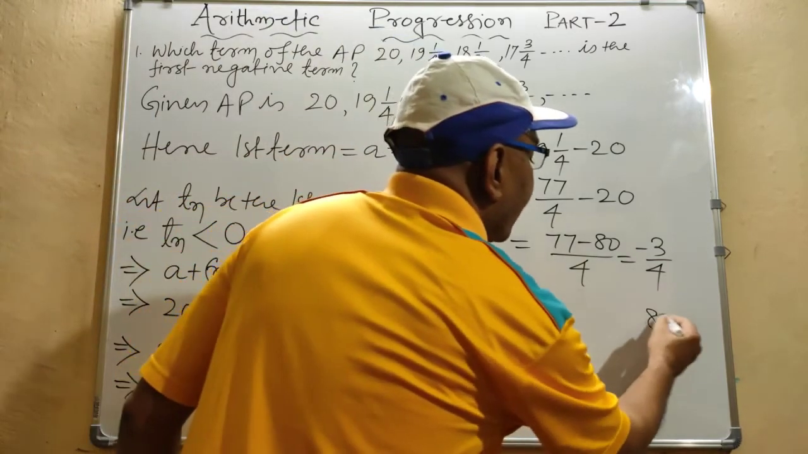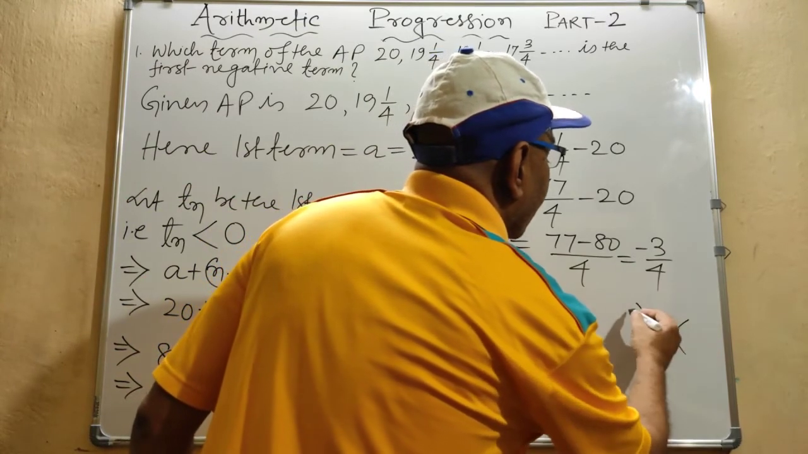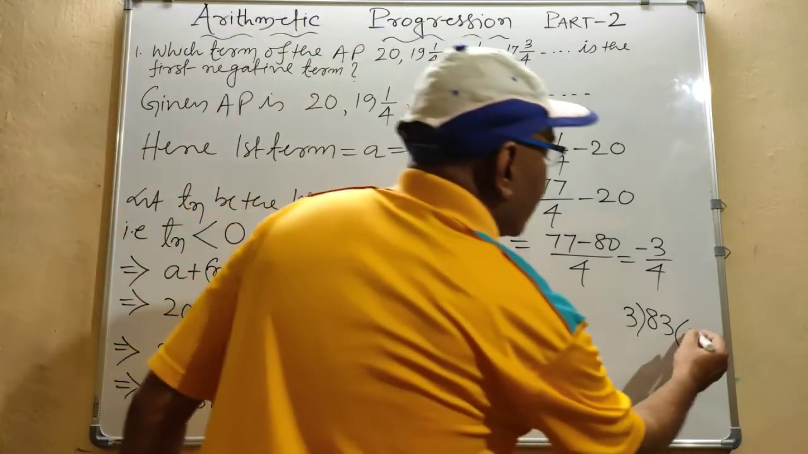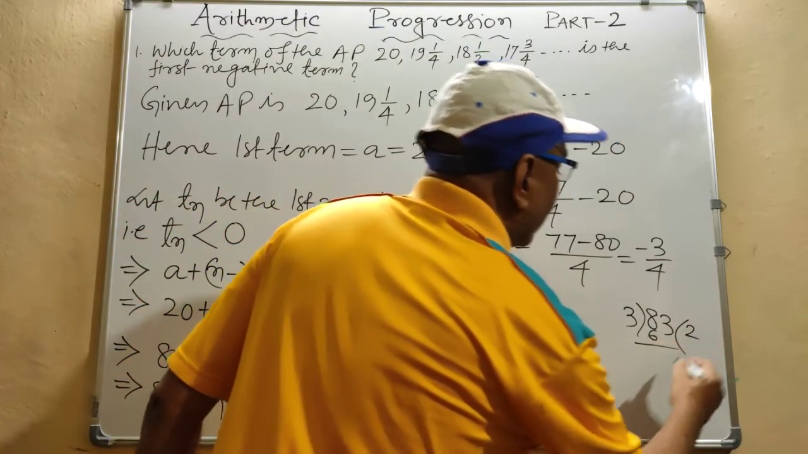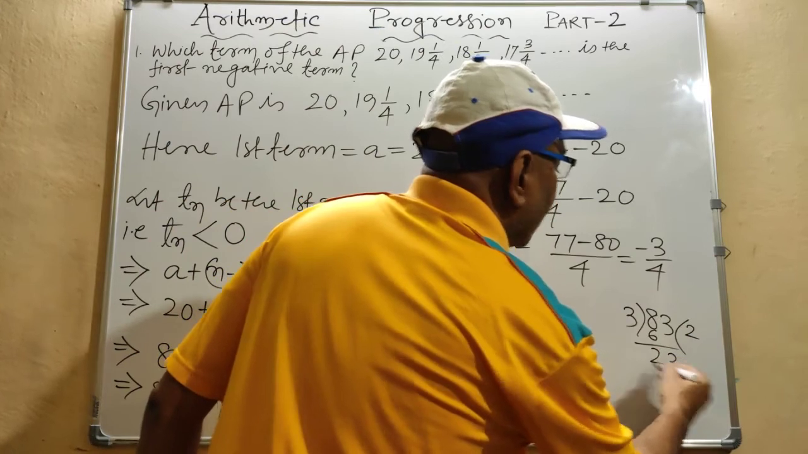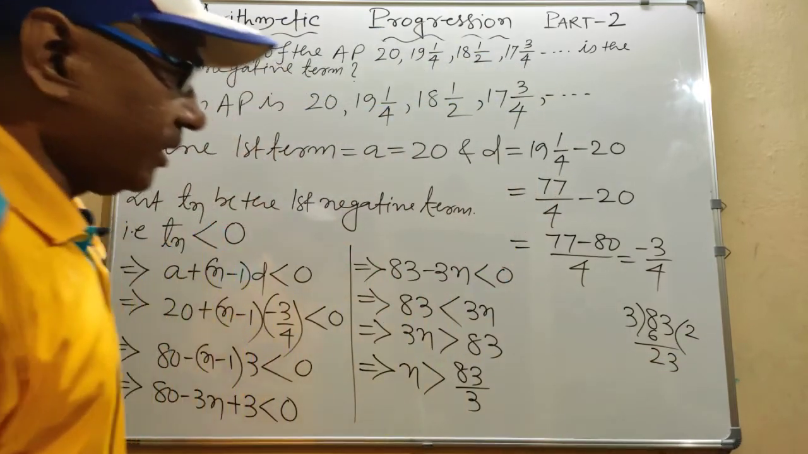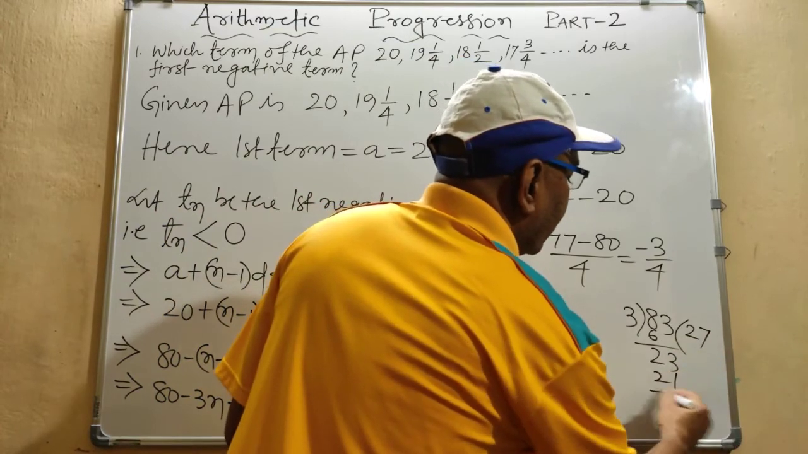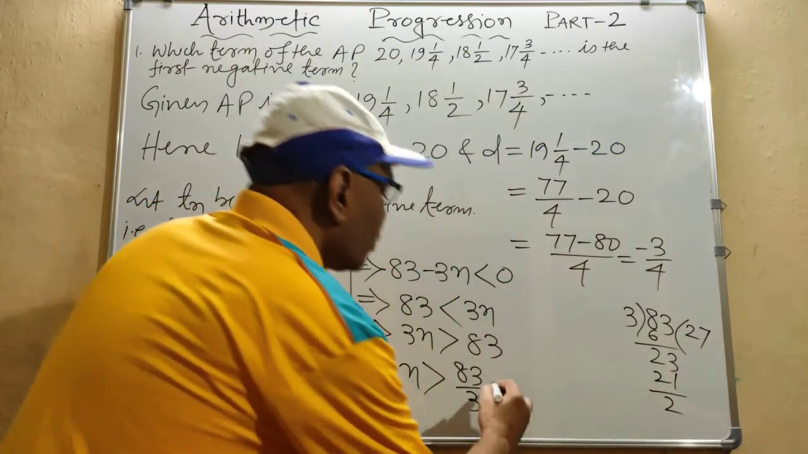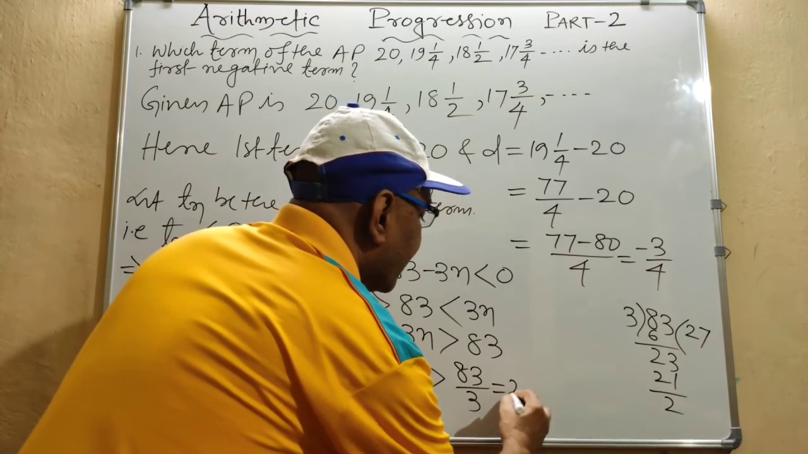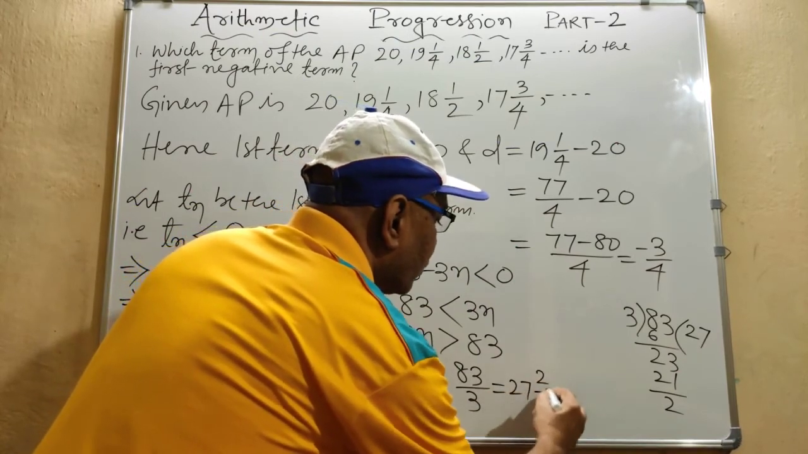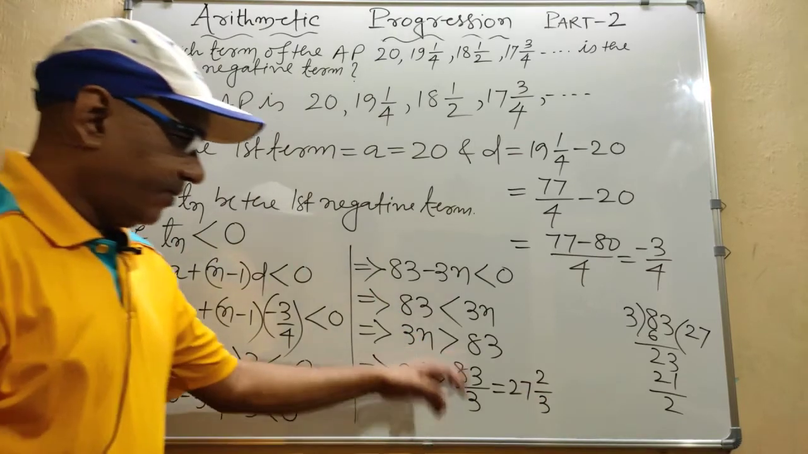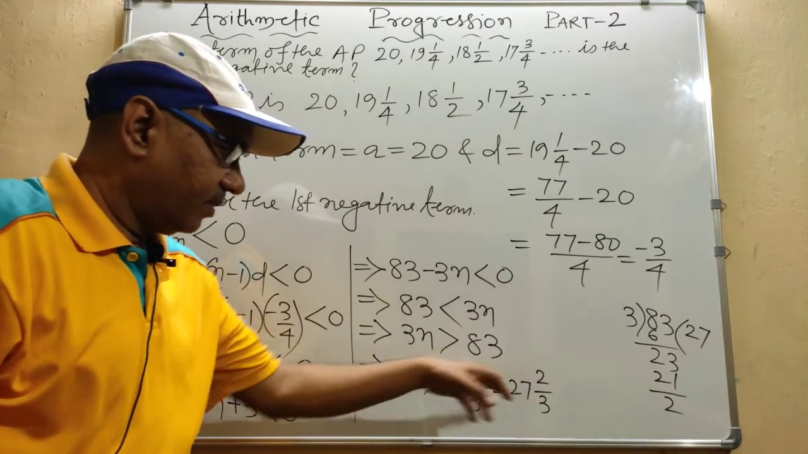Now let us divide 83 by 3 and see what is coming. 3 2 ja 6, 2 3 23, 3 7 ja 21, 2. So this 83 by 3 can be written as 27 and 2 by 3. 83 by 3 can be written like this, the same thing will come.